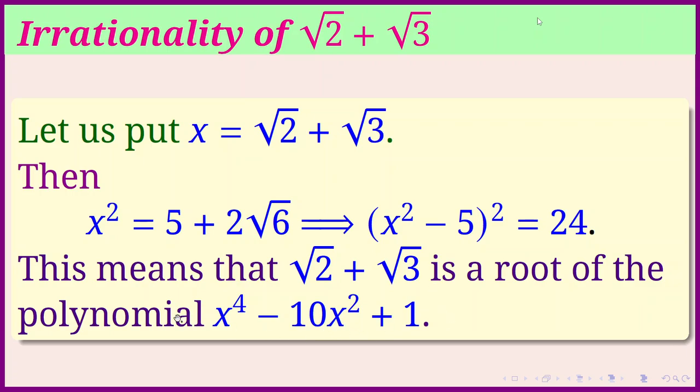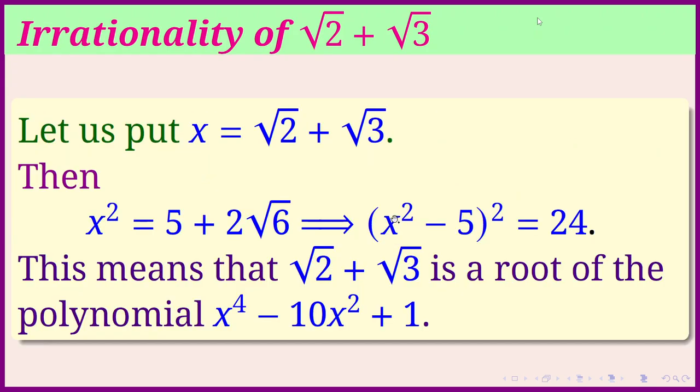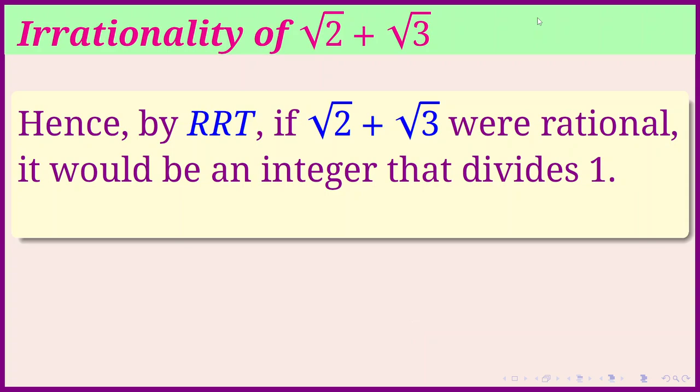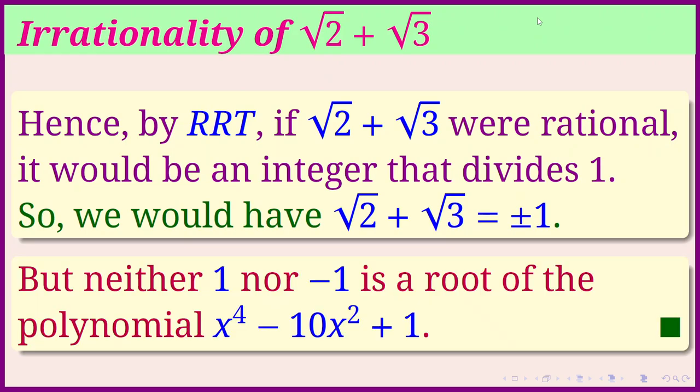So, we can use RRT now. This is a monic polynomial with integer coefficients. So, by RRT, if this were a rational number, it would be an integer and it will divide the constant term of this polynomial, which is 1. So root 2 plus root 3 will divide 1, means root 2 plus root 3 will be equal to either plus 1 or minus 1, but neither plus 1 nor minus 1 is a root of this polynomial. So this quantity has to be an irrational number.